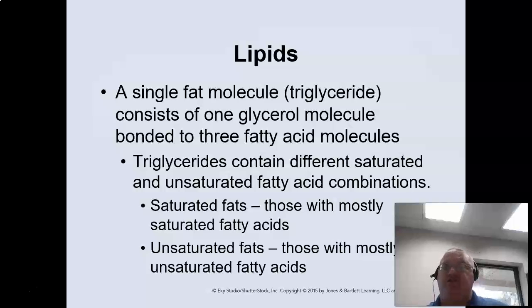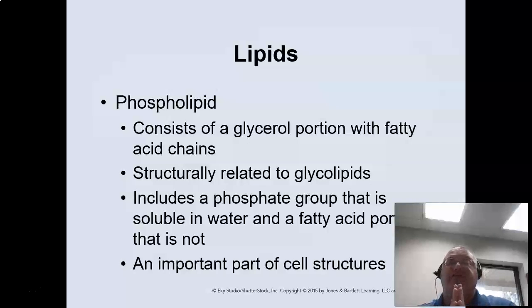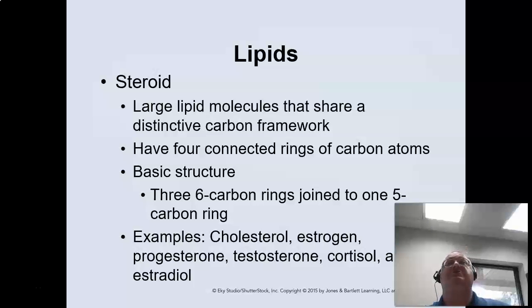Saturated fats usually have a lot of saturated fatty acids in them, and those with unsaturated fatty acids we call unsaturated fats. Phospholipids have a glycerol backbone with fatty acid chains, and these chains are what usually end up forming your cellular structures, okay? Those different cellular structures are formed by phospholipids, especially your cell wall. We're going to be talking about that next chapter, when we start talking about things that go in and out of the cell wall.